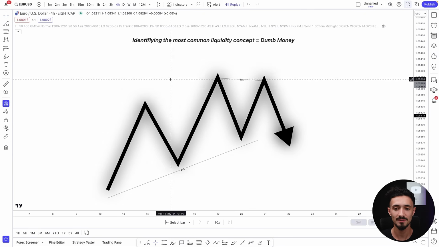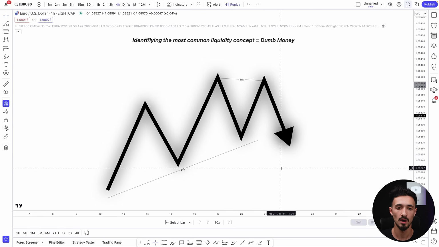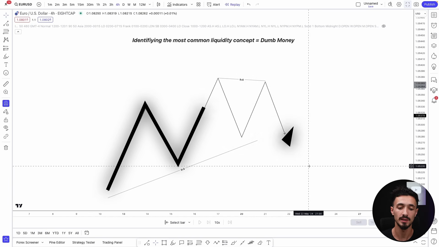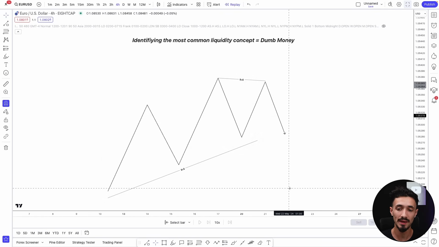So this is a very simple diagram of understanding the most common liquidity concept, which is dumb money. What you want to be thinking about is, where is everybody's stop losses? Where is dumb money's stop losses? Where are their orders? Where are their stop losses? And if any of them are in profitable positions, where are people looking to take profits?